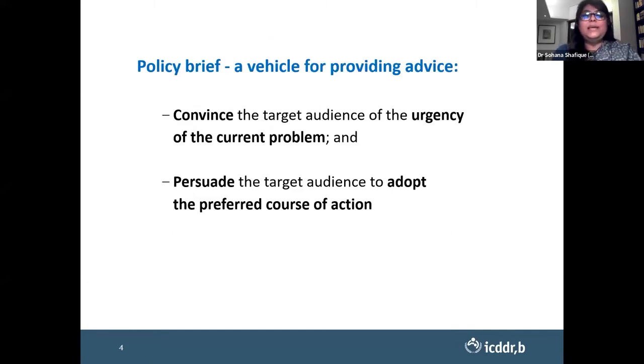The policy brief is a vehicle for providing advice to convince the target audience of the urgency of the current problem. Whenever we do research, we do it to solve some problem. We need to look at the policy perspective and policy buy-in in that process, and then advocate for it. So we need to convince the target audience, and also persuade them to adopt the preferred course of action. In the policy cycle, there are lots of actions to be taken, and we need to understand those processes. This policy brief can be a vehicle for providing this advice in a very organized manner.